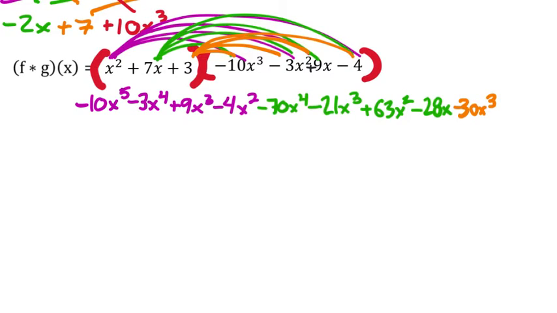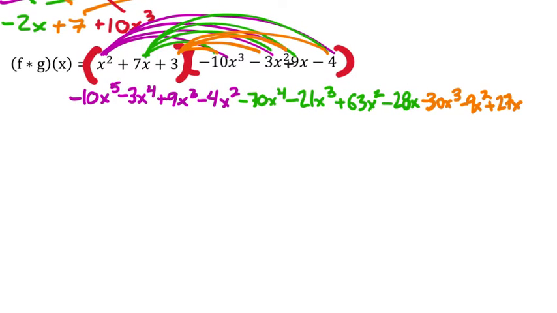I don't know if I can do it. 3 times negative 3x squared would be negative 9x squared. 3 times 9x's would be 27x's. I'm so close. That'll do it. And then 3 groups of negative 4 would be negative 12. Yes. Now, as much work as that was, and as fun as it was, we're not done.